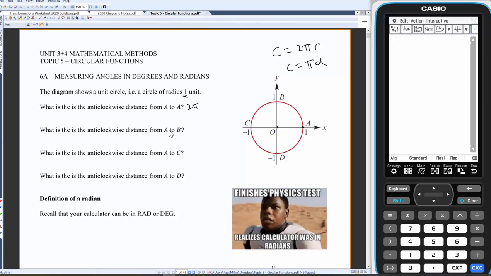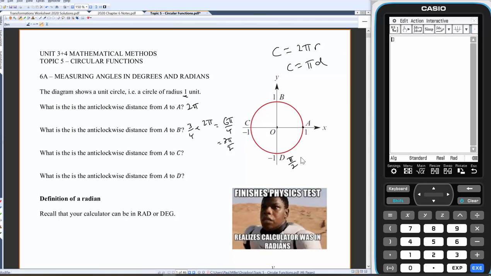What is the anti-clockwise distance from A to B? So we're going from here all the way around and stopping here. That represents 3/4 of the full distance, so 3/4 of 2 pi, which is 6 pi on 4, which is 3 pi on 2. You can also think of it like this. The distance from A to D is pi on 2, okay? The distance from D to C is also pi on 2, and the distance from C to B is pi on 2. So that would be pi on 2 plus pi on 2 plus pi on 2, which will be 3 pi on 2.